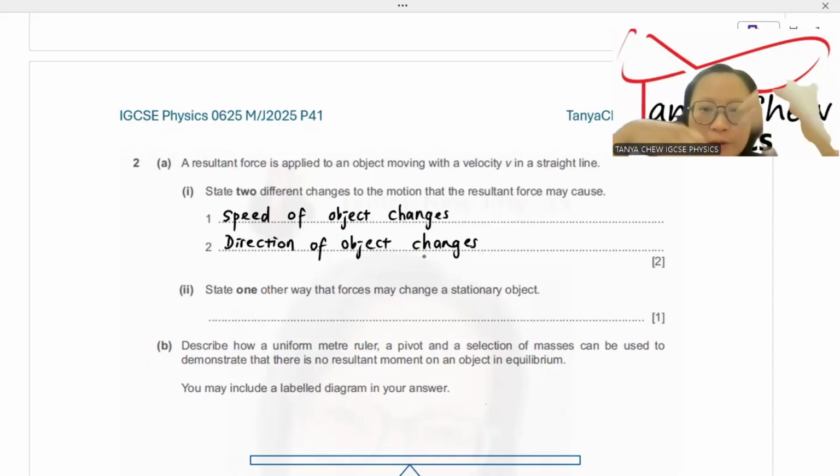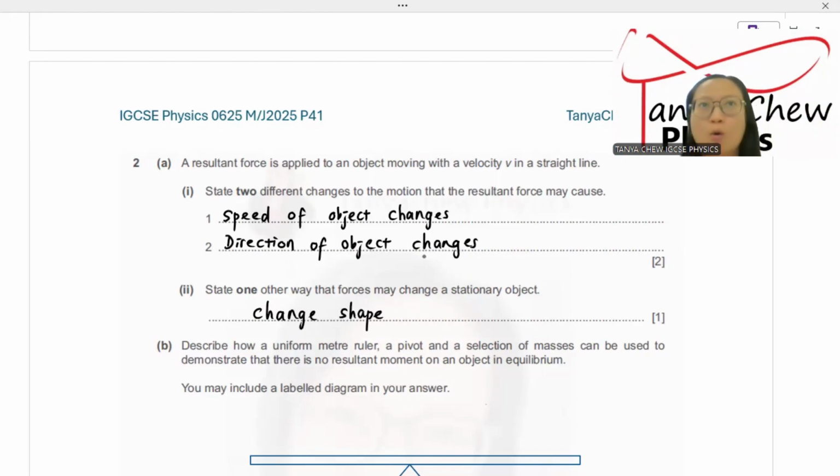So I stretch just a little bit. It will change the shape of the ball, right? So these forces may change the shape of the ball, okay? Change the shape of the ball. Or you can say change the dimension of the ball, change the size of the ball.